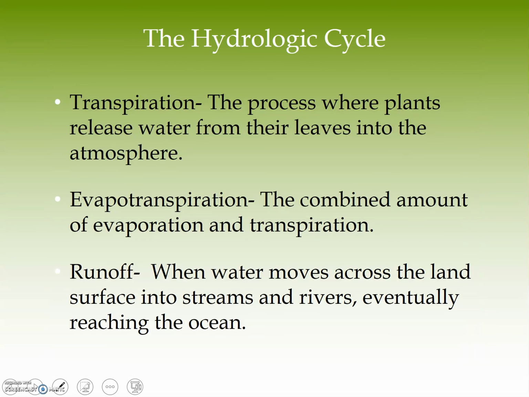A couple of the vocab words that I mentioned: transpiration, the process where plants release water from their leaves into the atmosphere. Evapotranspiration is the combined amount of evaporation and transpiration at the same time, looking at the total amount of water that makes its way back into the atmosphere. And then runoff, when water moves across the land surface into streams and rivers, which eventually reaches the ocean.